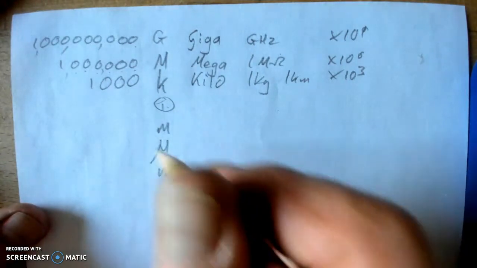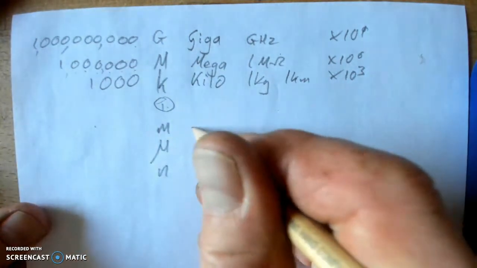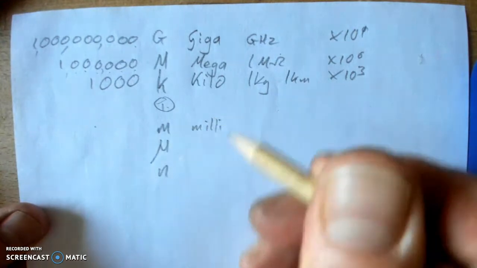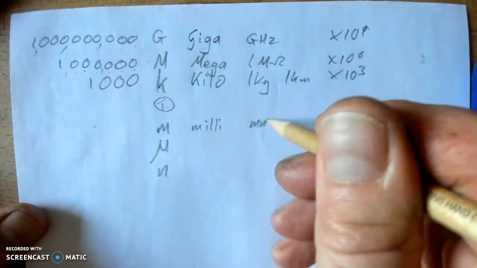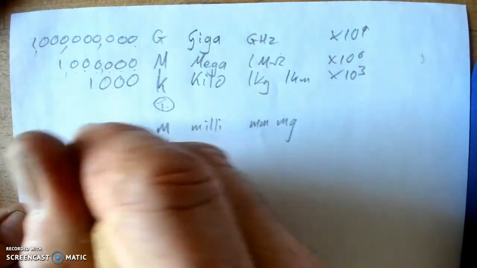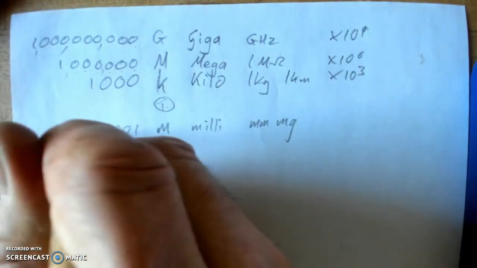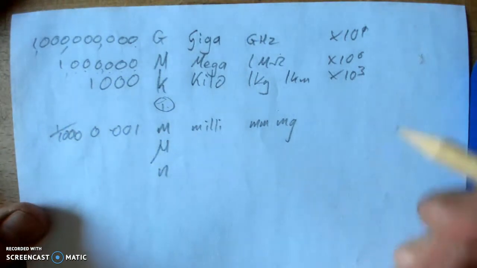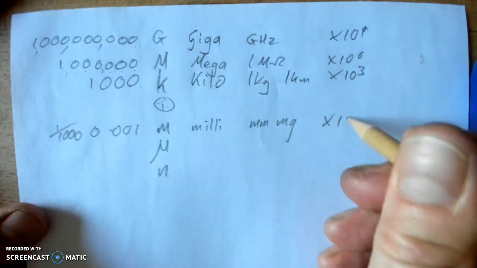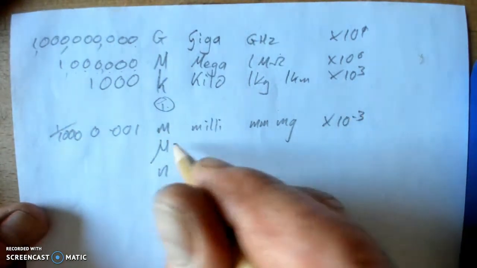If we go the other way, then a milli, you should know from being millimeters or milligrams, is going to be 1,000th or 0.001. And on your calculator, that would be times 10 to the minus 3.